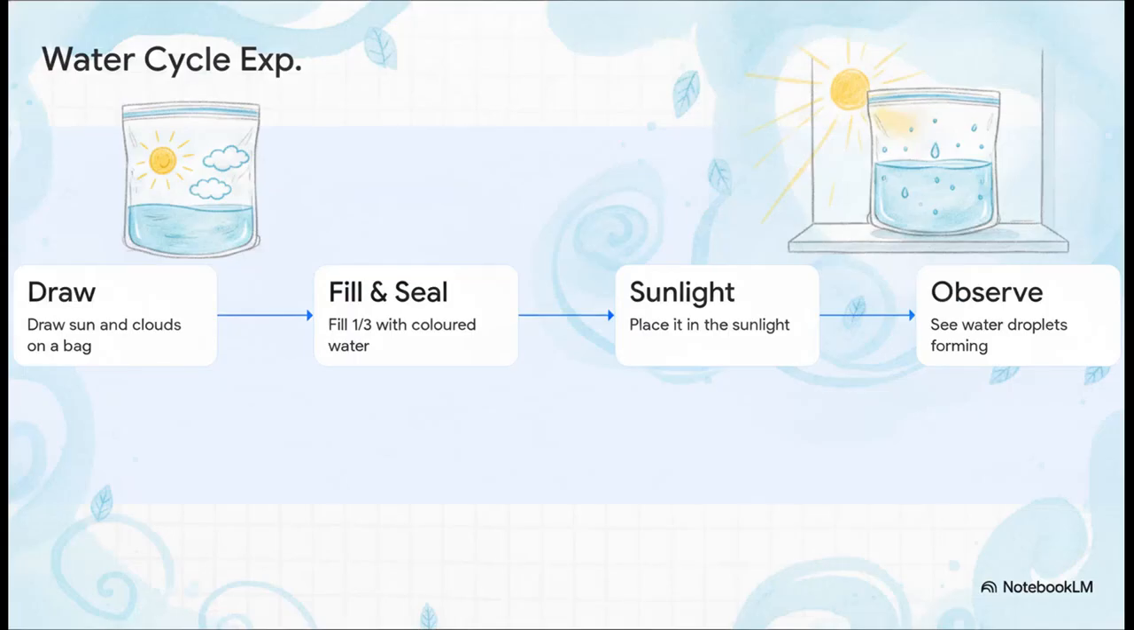To prove this, the chapter outlines a super clever DIY visualization of the water cycle. You literally just draw a sun and some clouds on a transparent bag, fill it about a third of the way with colored water, seal it up tight, and leave it in the sun. What happens? You get condensation. It's a localized microclimate right on your windowsill that physically proves how solar heat lifts water into the air as vapor. It's a really tangible reminder of this massive global mechanism.